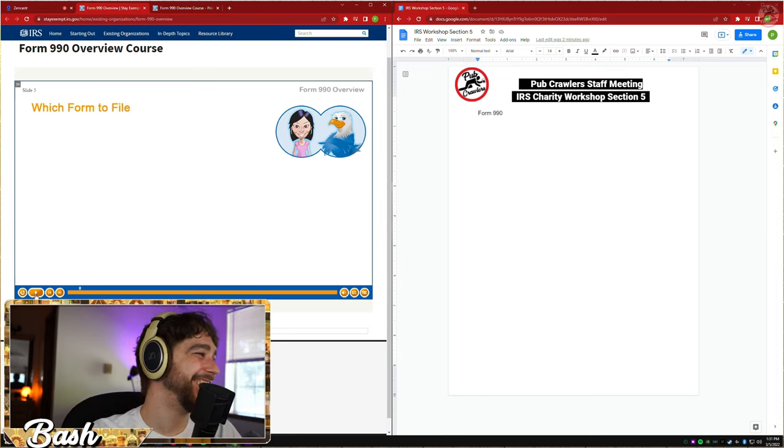They print out your document, they fold it up into paper airplanes, and they have paper airplane contests in the IRS office. And then wherever you land with your paper airplane is whether or not you get accepted, audited, or denied.